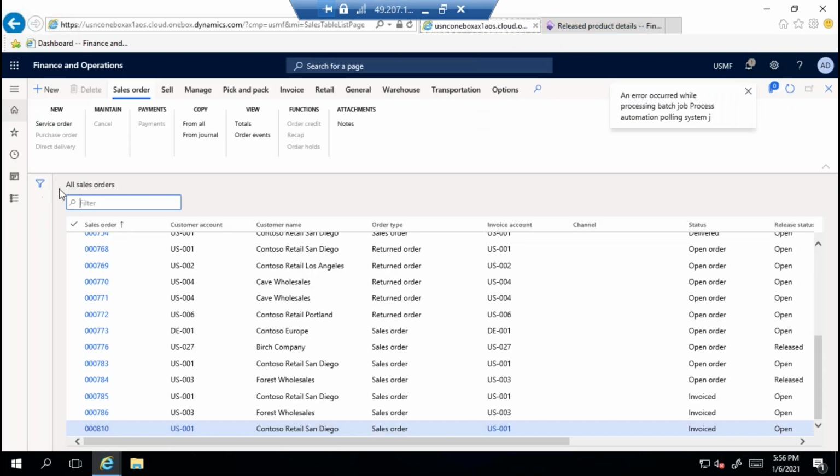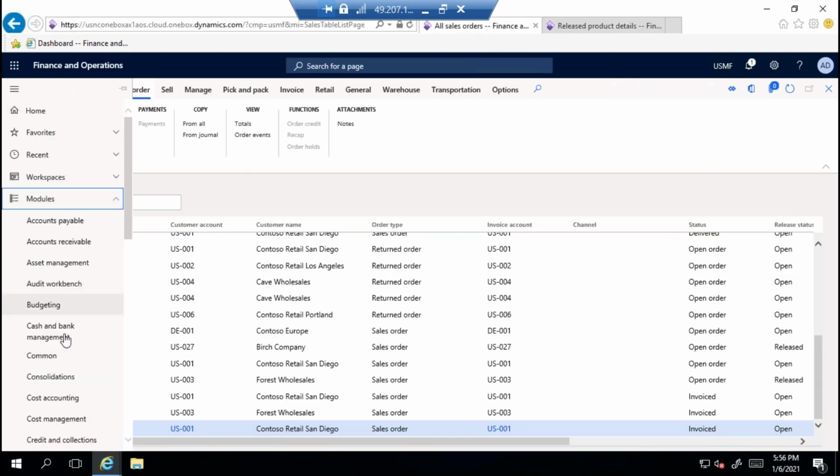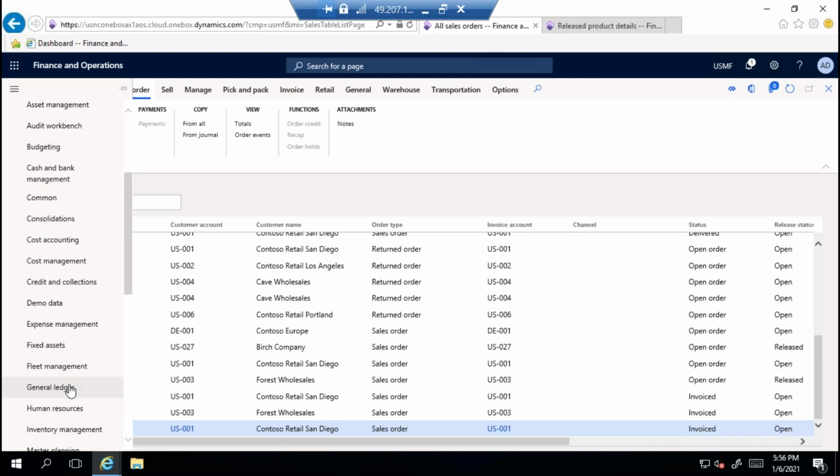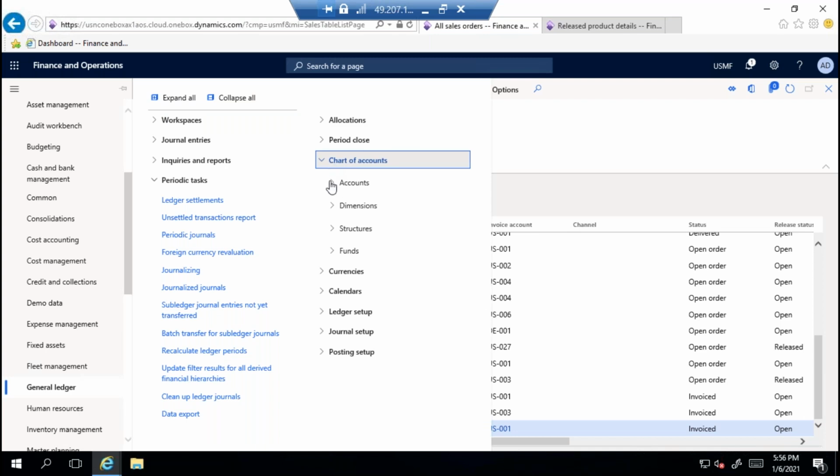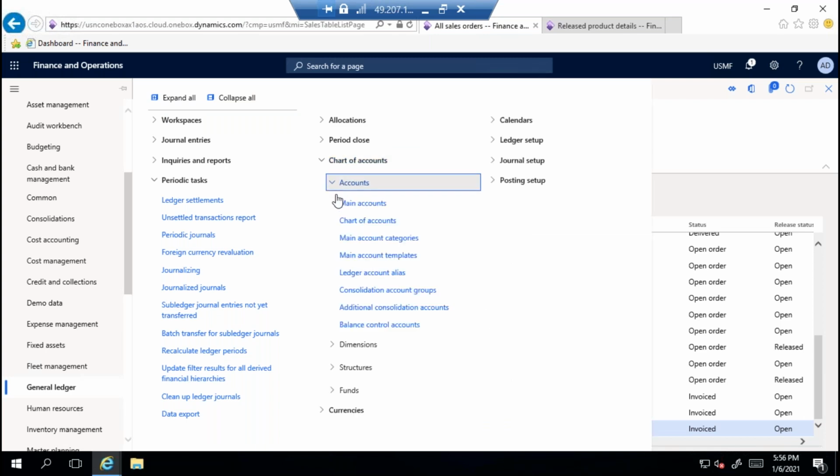Okay, so if you go to general ledger, collapse all, chart of accounts. Chart of accounts or main accounts. You can click on main accounts or chart of accounts.